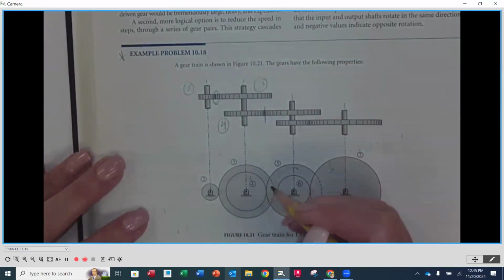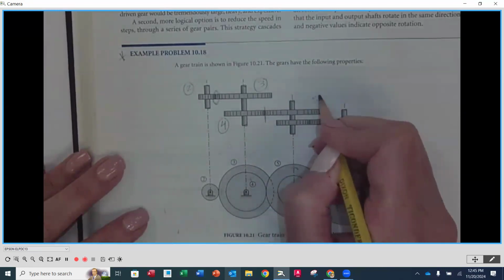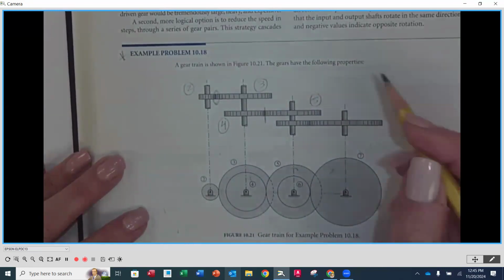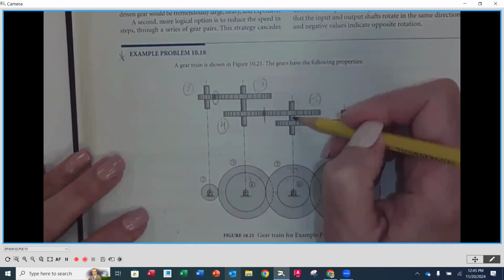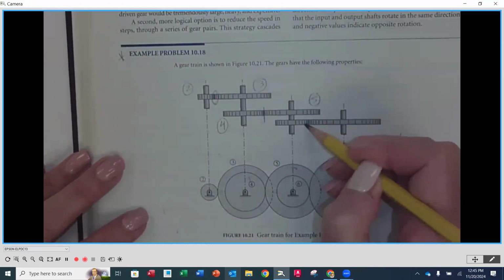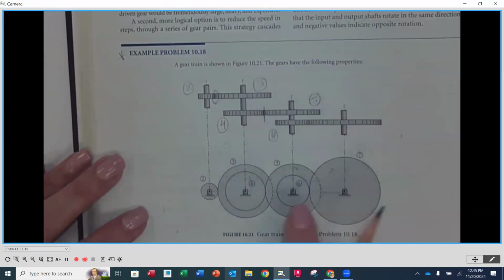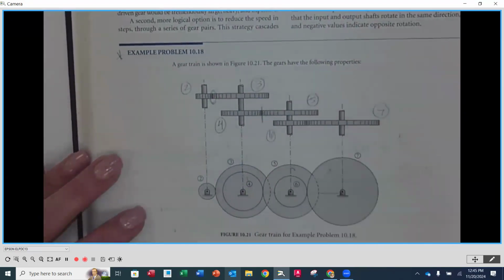It is engaged with gear number 5, okay? And then on that very same shaft is gear number 6. That's going to be on the front here, and we'll see it right there. And then gear number 7 is right there.